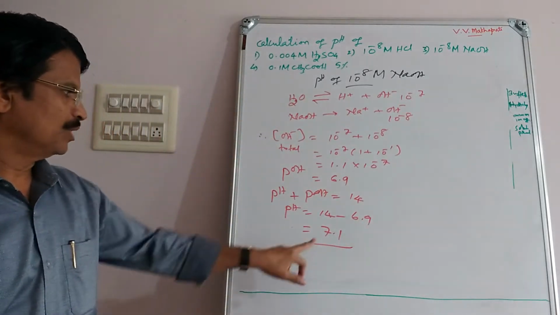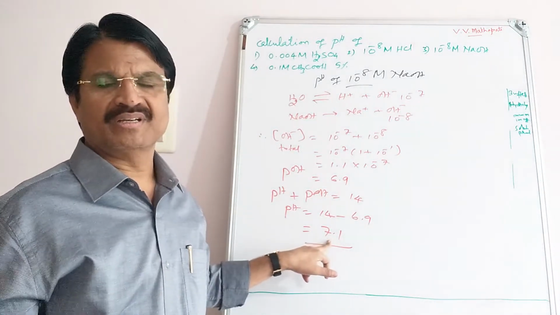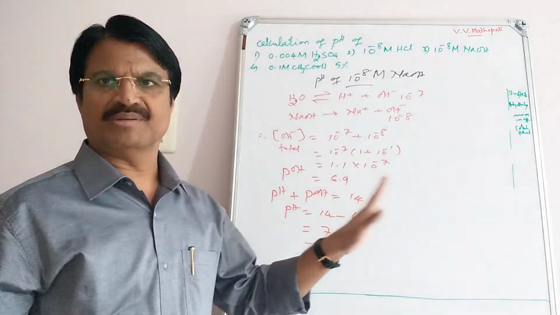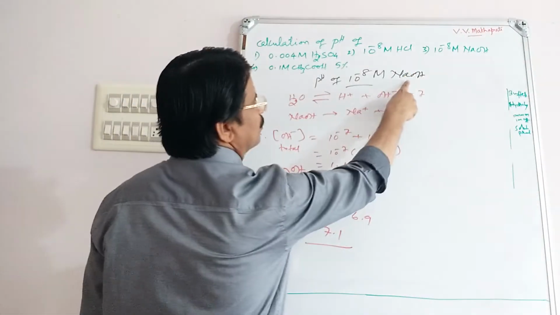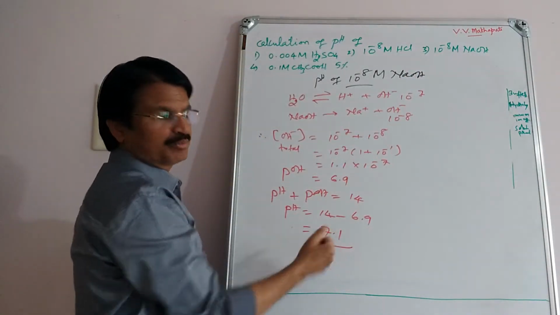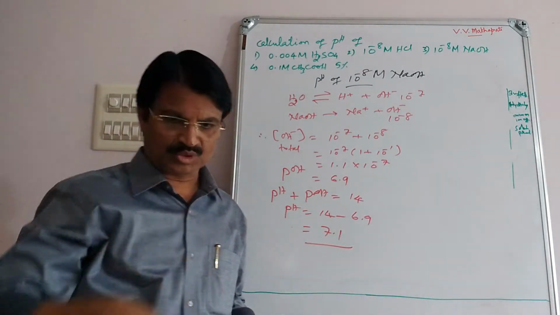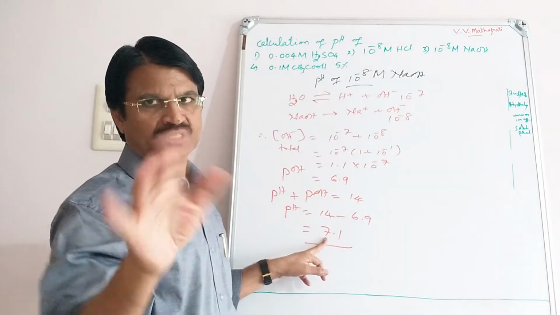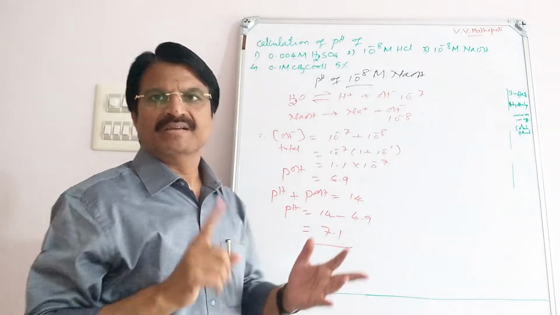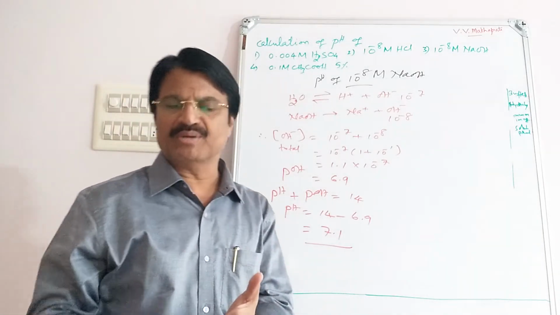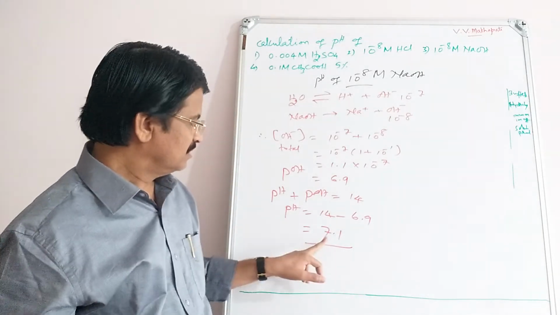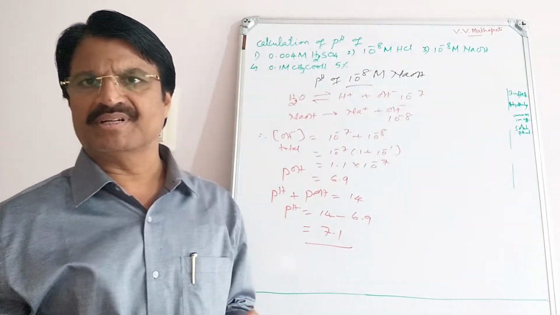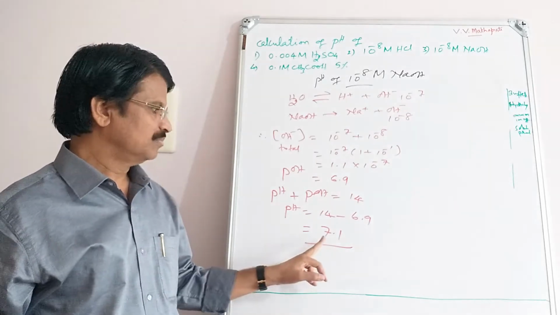Now we got 7.1, not equal to 7, not below 7. If exactly 7, the solution is neutral, more than 7, the solution is basic. So the NaOH solution is basic. Okay, we get 7.1. In a question paper, if you get options like 7.1, 7.0, 6.9 or 8, you have to answer 7.1. And in some question papers they will give less than 7, more than 7, equal to 7, none of these. So answer more than 7.